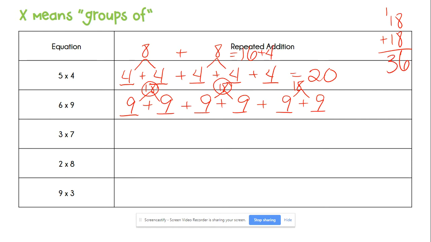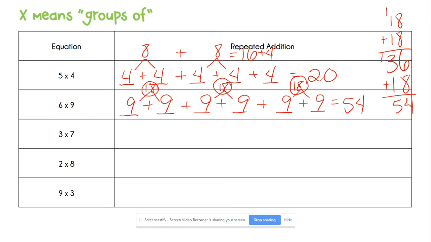But I'm not quite finished yet. I can't leave out that third 18. So from 36, I'm going to add 18 again. 6 plus 8 is 14. Drop my 4 and carry my 1. 3 plus 1 plus 1 is 5. So 6 groups of 9 is equal to 54.